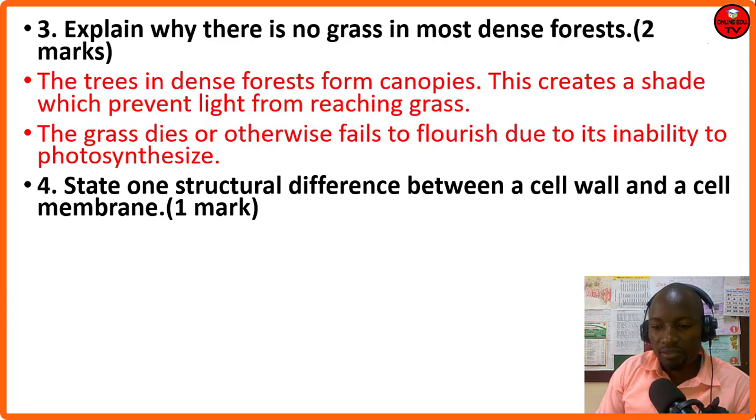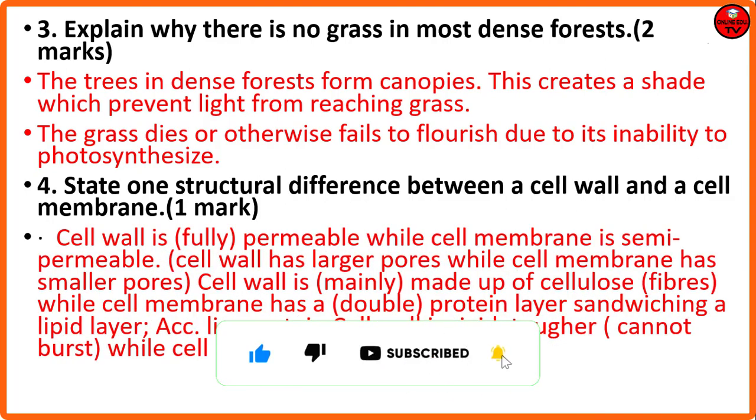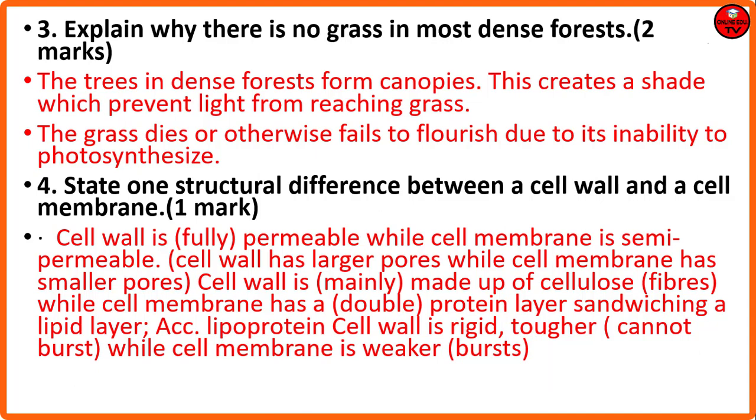Then, state one structural difference between a cell wall and a cell membrane. A cell wall is fully permeable, while a cell membrane is semi-permeable. We can also talk about the pores. You can say the cell wall has larger pores, while the cell membrane has smaller pores. Cell wall is mainly made up of cellulose fibres, while cell membrane has a double protein layer sandwiching a lipid layer. We can also accept lipoprotein. Cell wall is rigid and tougher, and that's why it cannot burst, while cell membrane is weaker and therefore it can burst.